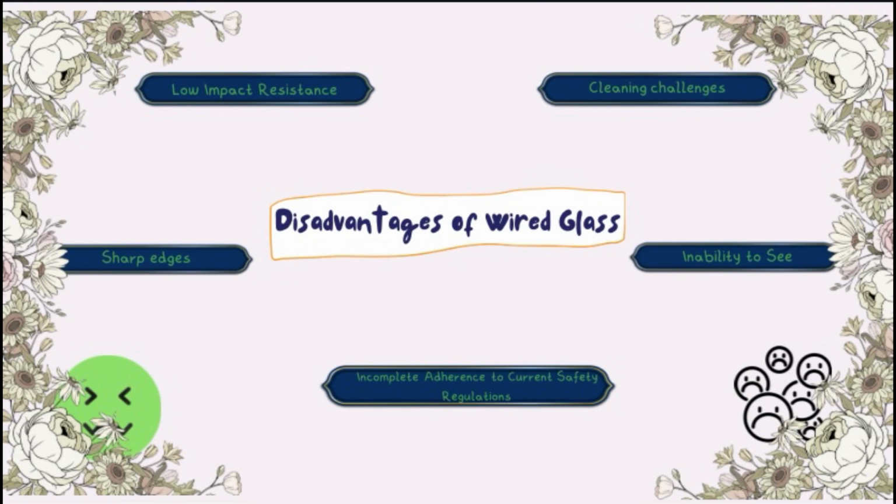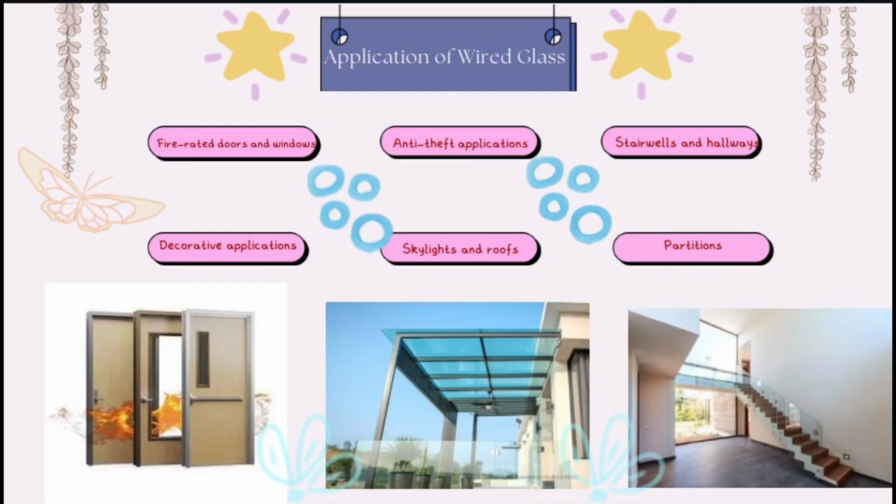In situation where there is a risk of human impact, many contemporary construction equipment now require tempered or laminate glass, which wire glass regularly does not fulfill. The last but not least is application of wire glass. So first is fire-rated doors and windows. In fire-rated doors and windows, wire glass is commonly utilized to provide a smoke and fire barrier, allowing residents time to flee.